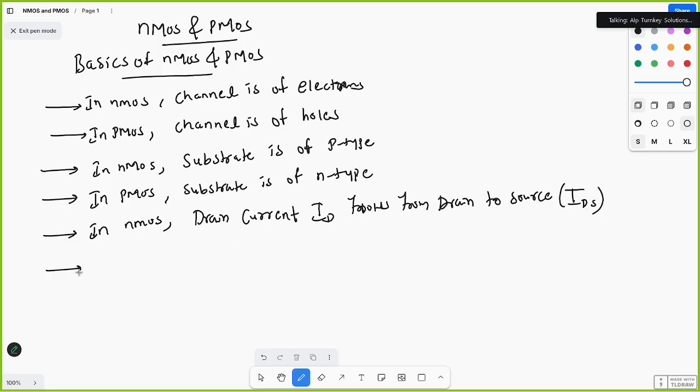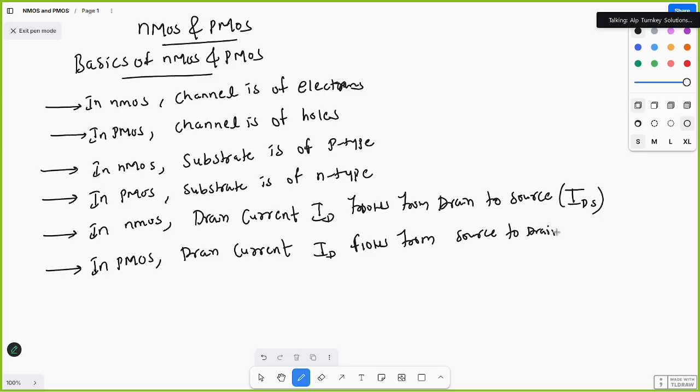And in PMOS, drain current ID flows from where to where? Source to drain. That means holes will flow from source to drain. The current will be in the same direction as hole movement, so it flows from source to drain. These are some basics related to this.